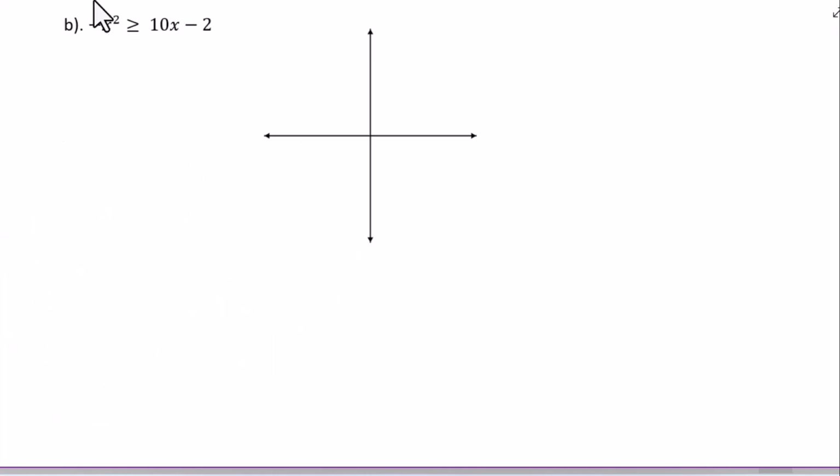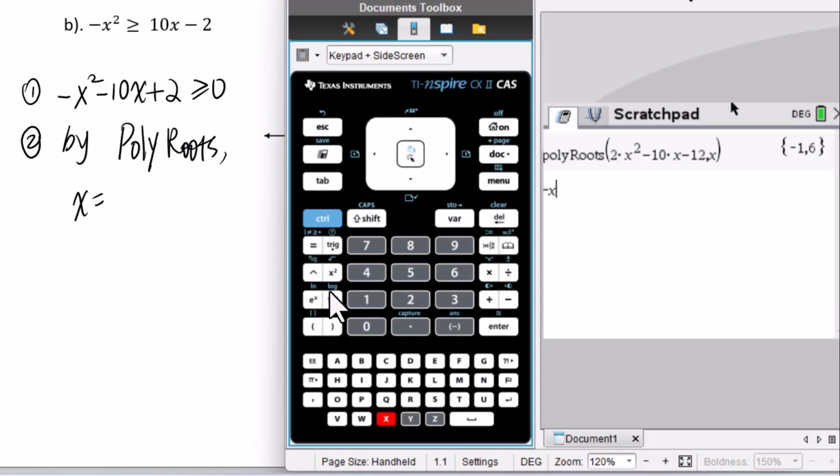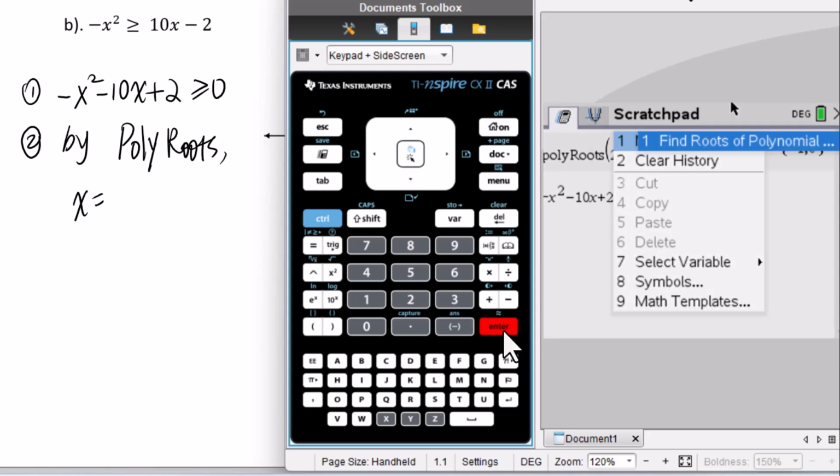B. Move everything from right side to the left side. Negative x squared minus 10x plus 2 greater than or equal to 0. Since this is a quadratic function, we can use polyroots to figure out all the real roots. Type in the function negative x squared minus 10x plus 2. Control menu. Enter.